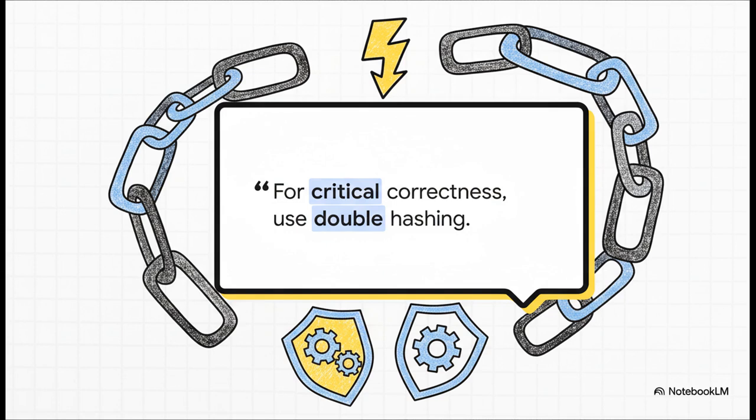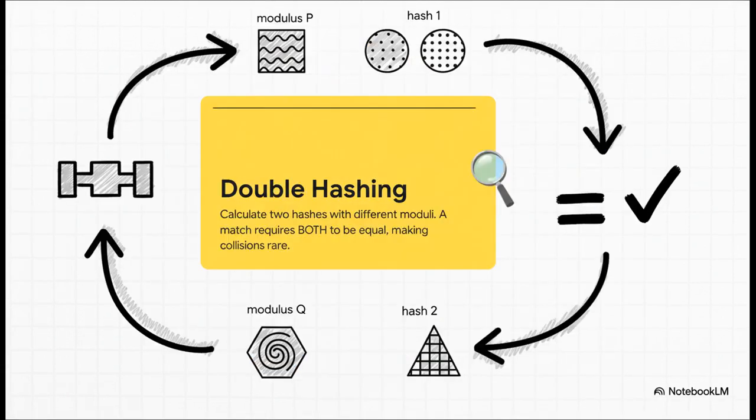So, what's the pro move? How do we make our hashing robust enough for applications where correctness is critical? Well, the professional standard is a technique called double hashing. And double hashing is pretty much exactly what it sounds like. We run our entire hashing process twice, in parallel, but using two different large prime moduli. For two strings to be considered a match, both of their hashes have to be equal. The chance of a random collision on one hash is already small, but the probability of a collision on both independent hashes at the same time becomes so infinitesimally tiny that it's just negligible in practice.